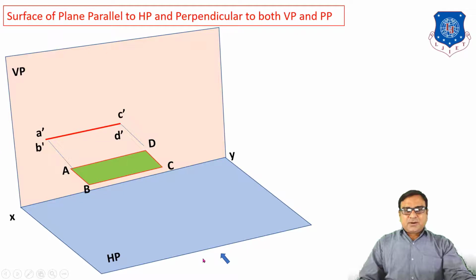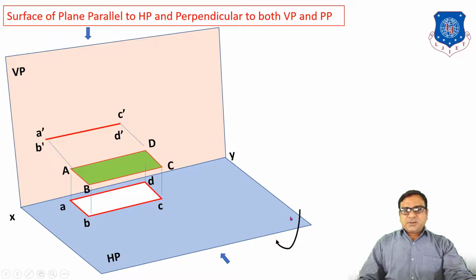The projections on VP are A dash, B dash and C dash, D dash. When we join those projections with a straight line, we get this type of line. This line is known as the front view, meaning the projection of the plane on the vertical plane. When we observe from the top, the projection of the plane on the horizontal plane is ABCD, and when we join this small a b c d, we get this type of plane on the horizontal plane. This is the top view. Because the plane is parallel to HP, the top view is the true shape of the rectangle, and the front view is a line because the surface of the plane is perpendicular to VP and parallel to HP. So these are the projections on HP and VP.